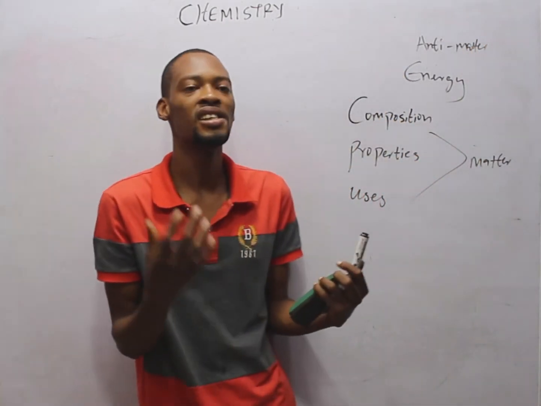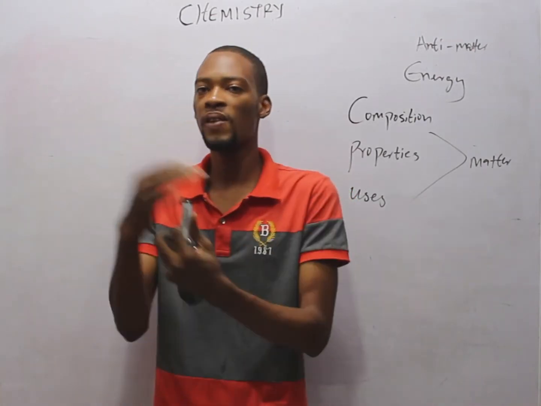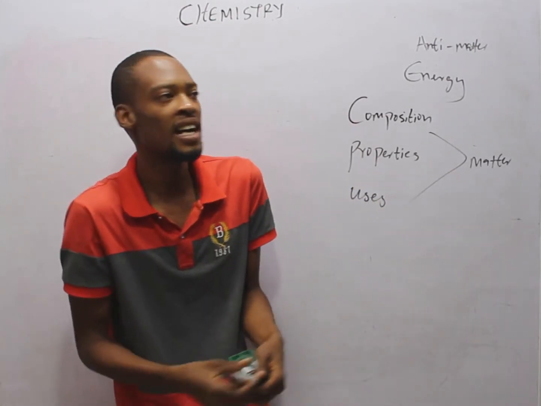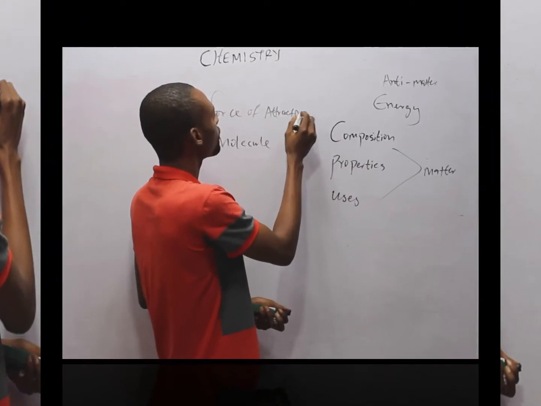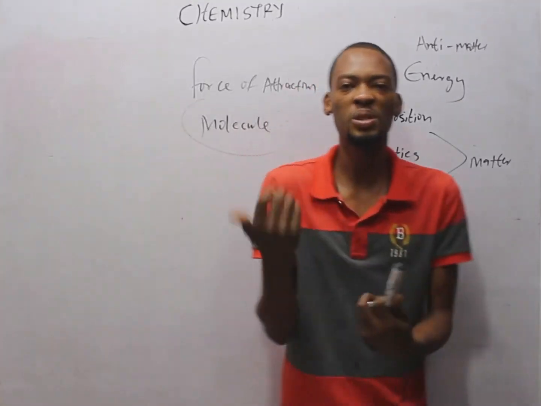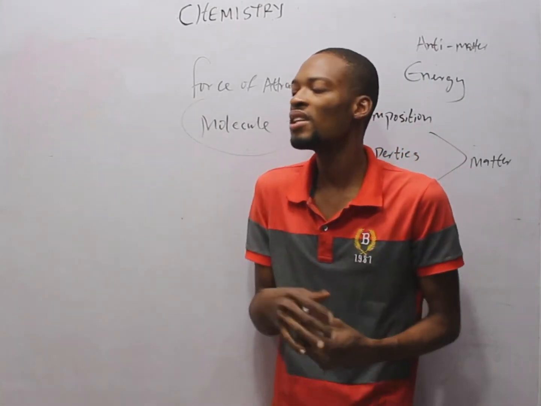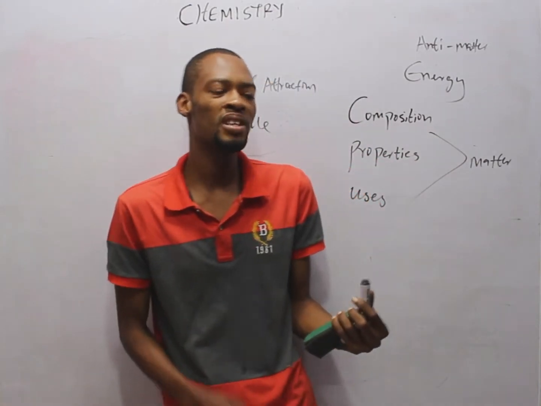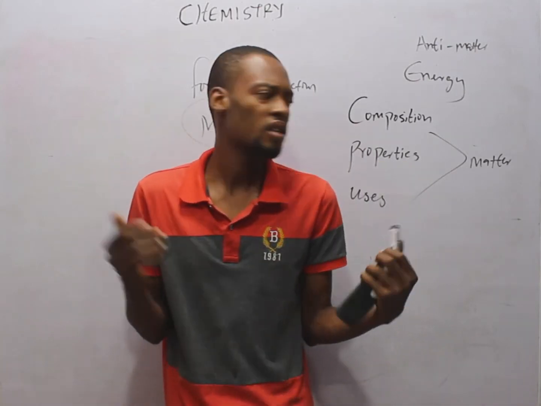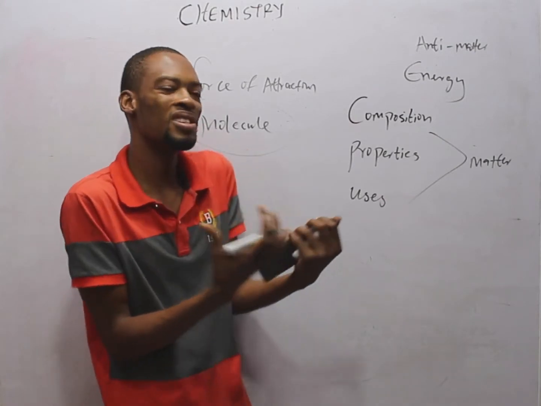Matter can exist in different forms or in different states, which are the solid state, the liquid state, and the gaseous state. Now, the difference between solid, liquid, and gas is simply the force of attraction between molecules. In solids, the force of attraction between the molecules is very, very strong. So this gives them definite shape, definite volume.